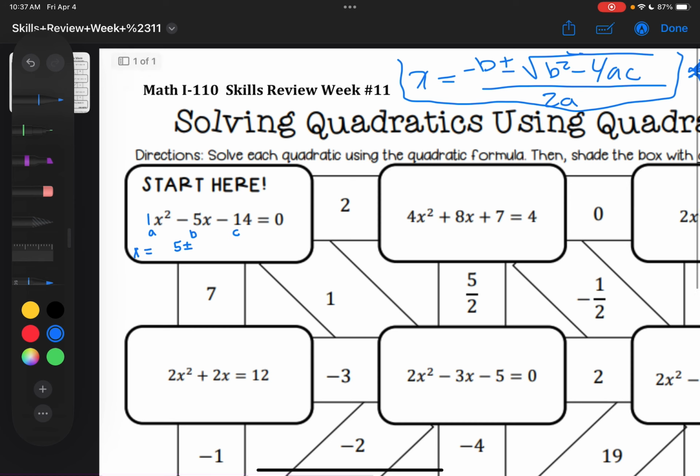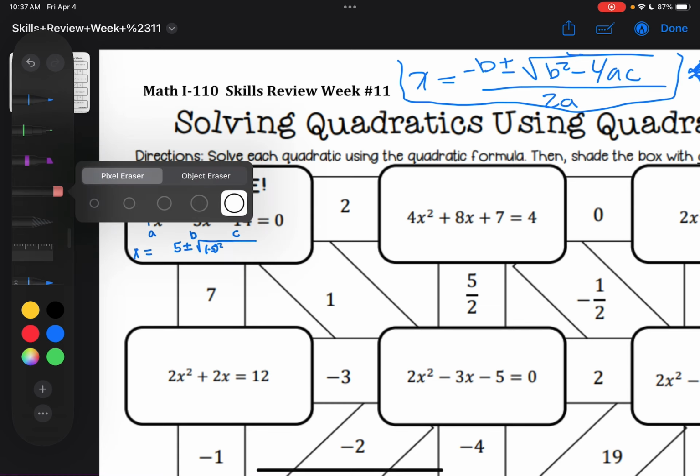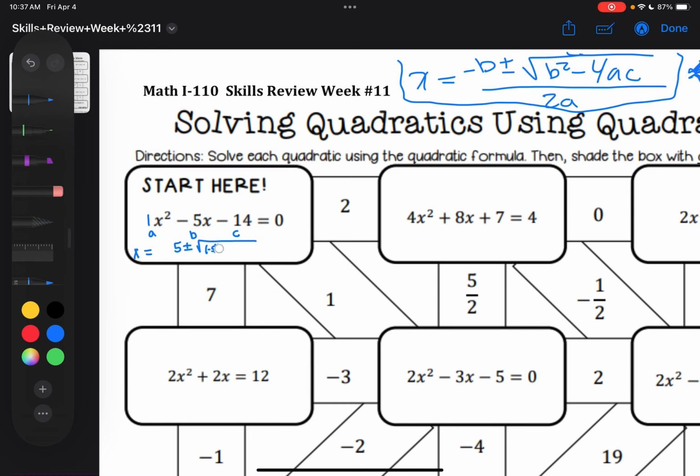plus or minus the square root of b squared, which we found out is -5 squared, or we can just put that as 25, right, because -5 times -5 is +25. We have a 25 minus 4 times our A, which is 1, and our C, which is -14, all over 2 times A, which is just our 1.